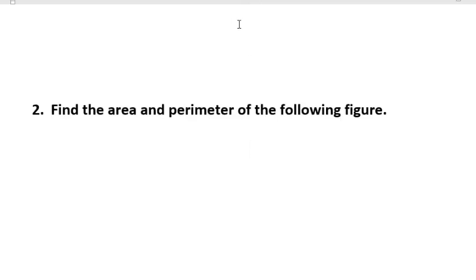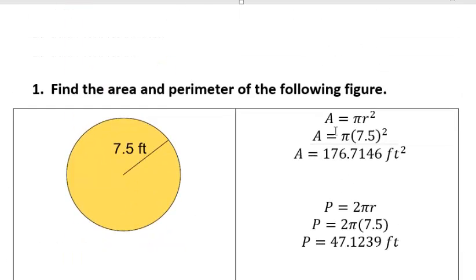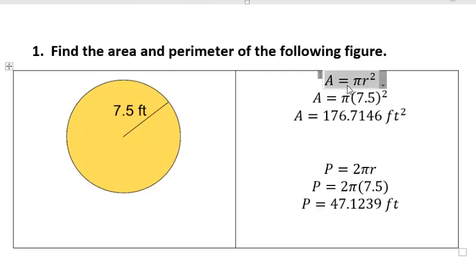Now let's go with the next exercise. The next exercise will be to find the area and perimeter of this other figure. I'm gonna use the same formula for the circle. Area equals pi r squared. I'm gonna copy it from here.